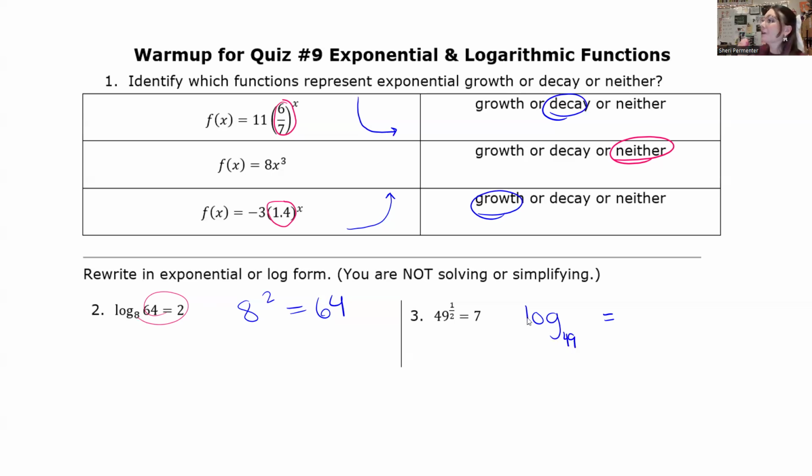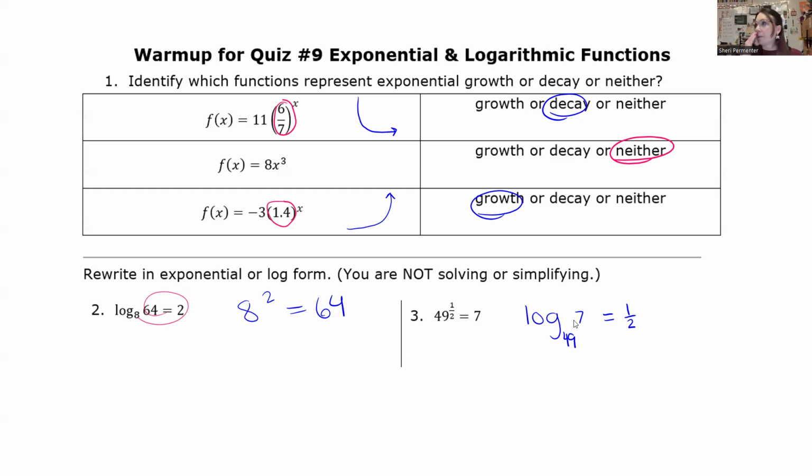49. I remember that for a logarithm, the answer to a logarithm is the exponent. The answer to a logarithm is the exponent. So like over here, the answer is the exponent. The exponent was 2. The answer is the exponent. So here, the exponent is 1/2. So the answer to the log has to be 1/2. And then from there, I just have one other number. I have 7. It has to go right here. And then I could use the backwards E thing to double check. 49 to the 1/2 power is equal to 7.